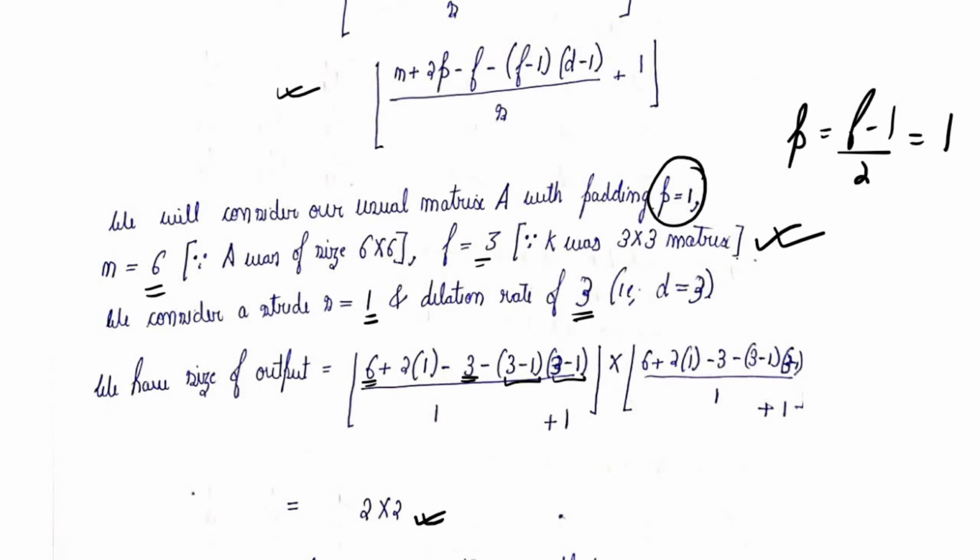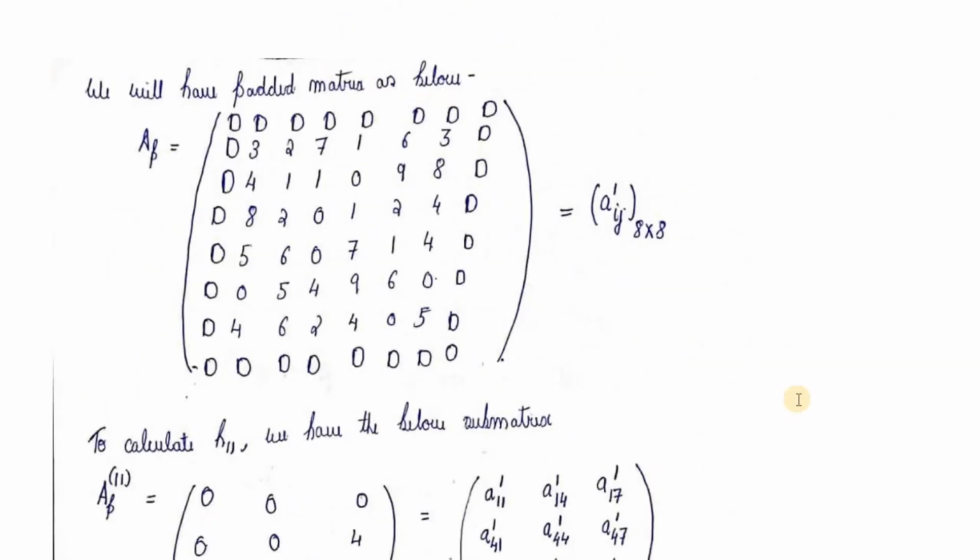Now let's consider the same numerical example which we had been considering till now, and try to figure out how the values of the matrix H, which will be the 2 cross 2 output matrix, will be calculated. We first do the padding of the matrix. This AP is the padded matrix. We had the original matrix, and then we did the padding with p is equal to 1, which will mean that the left, right, top, and bottom all got padded with zeros. And on doing so, the updated size of the input is going to be 8 cross 8.